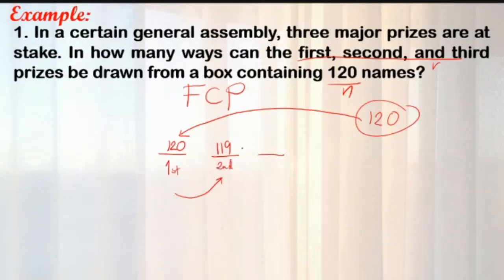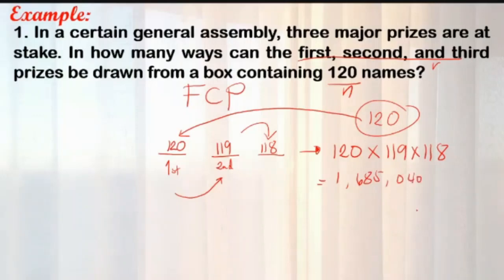Now, for the third prize, say one of the 119 names is already in the second prize, and then you will be left with 118. And then proceed with the fundamental counting principle: 120 times 119 times 118. That is equal to 1,685,040. Okay? Again, if you do not want to use the formula, you can always proceed with the fundamental counting principle.